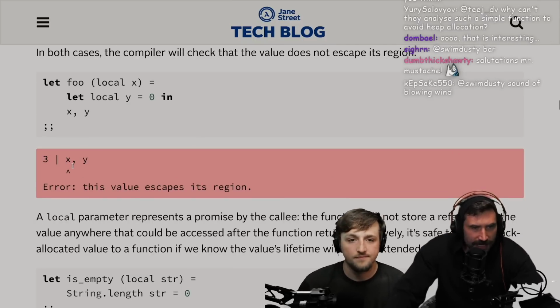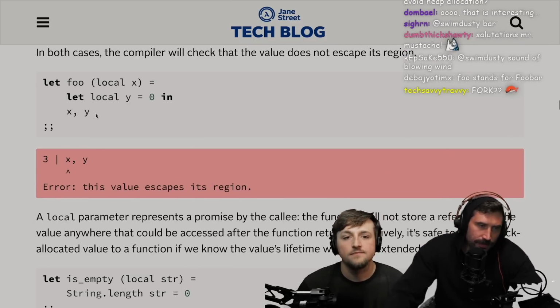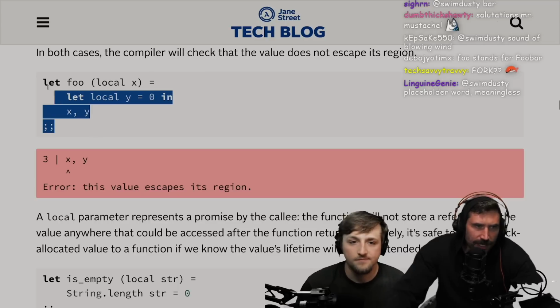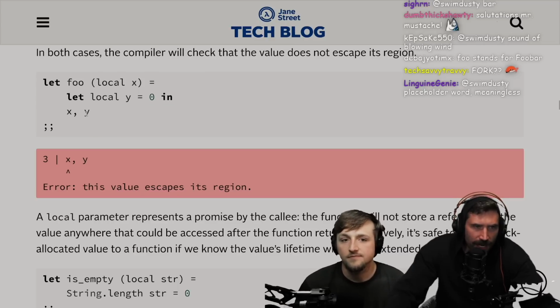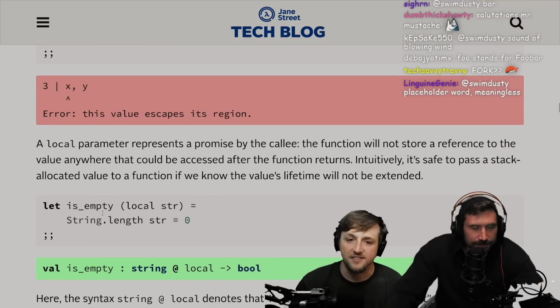This variable escapes its region. So that's the error. I don't really understand why it is escaping its region. Well, it's saying both of them do, but the first error prevents the rest of the compilation.